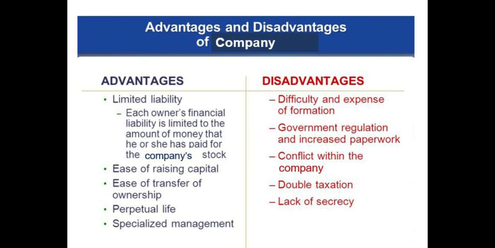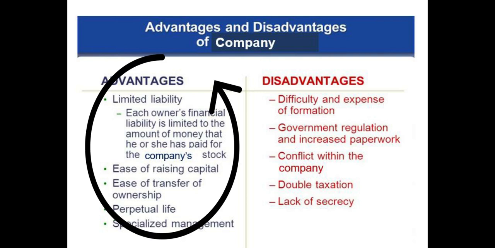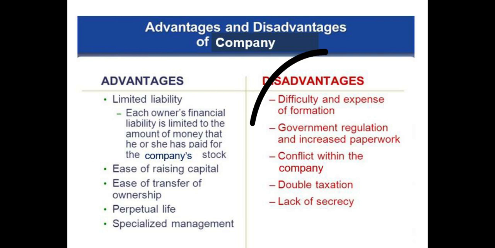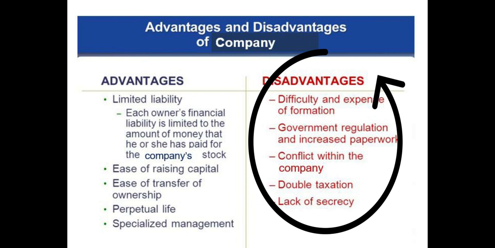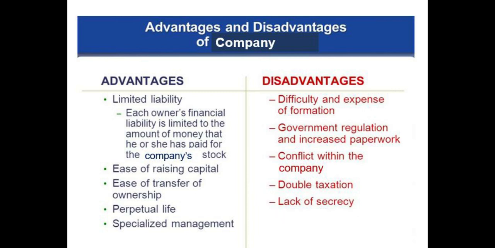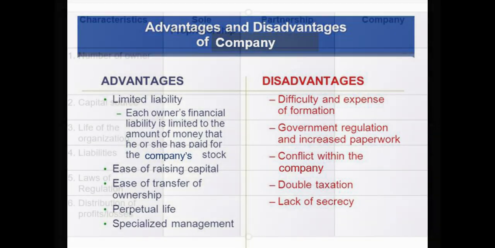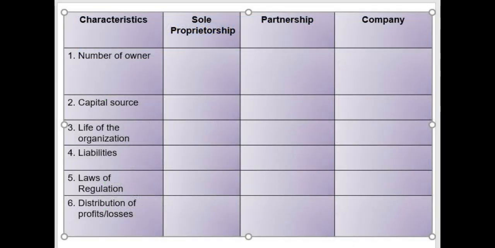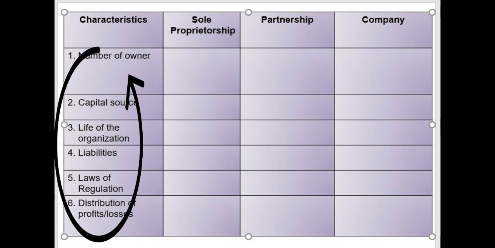Here are some advantages and some disadvantages of the company. The advantages are written in black while the disadvantages are written in red. Please take some time to read the notes in this slide. From the explanation about types of business ownership, you may summarize all facts by preparing a table like this. This will help you to identify differences among the three types of business ownership based on their characteristics.